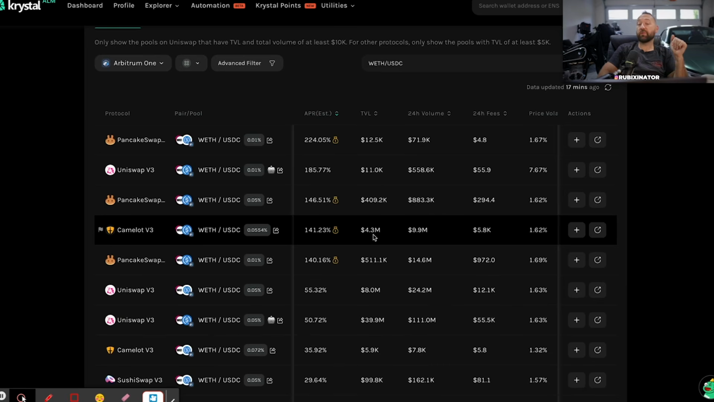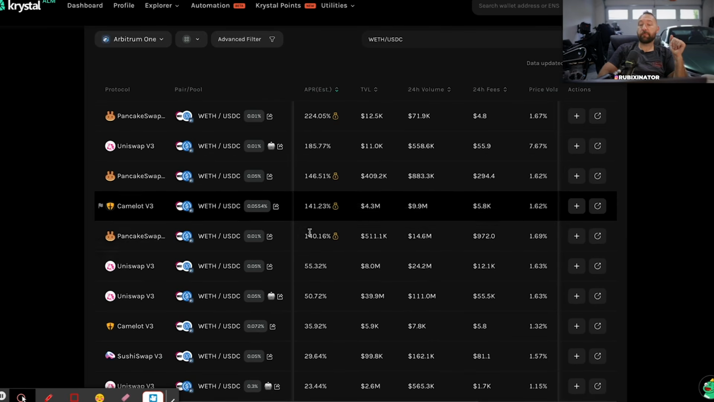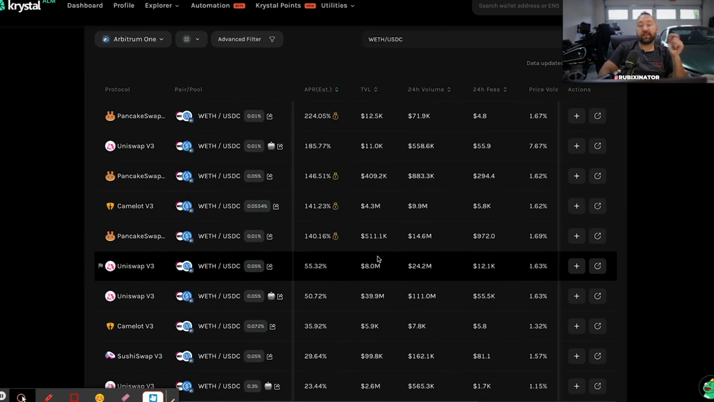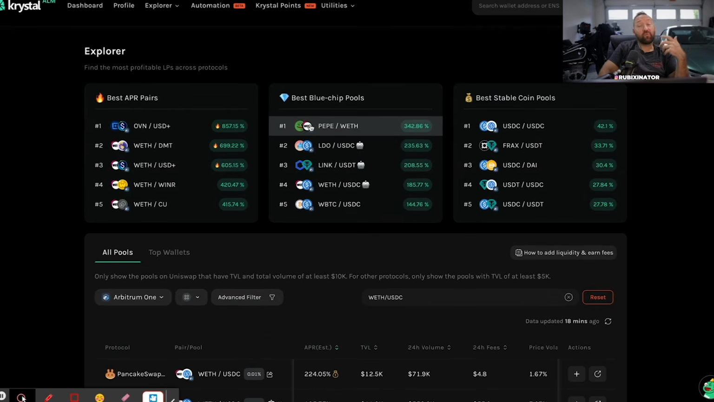But this 4.3 million at 141%, I'm interested in that. This 8 million at 55% for ETH, and this APR is a little low right now because volumes are down. But if I can do 70, 80% on ETH, I'm really happy with that. It's like 6% a month. That's what the typical investor gets in a year. And I'm doing that in a blue chip.